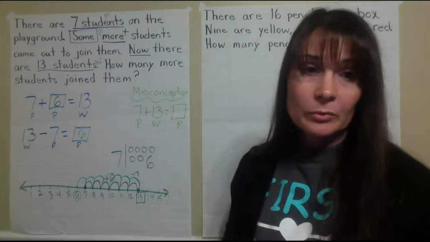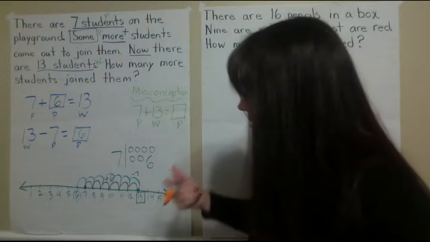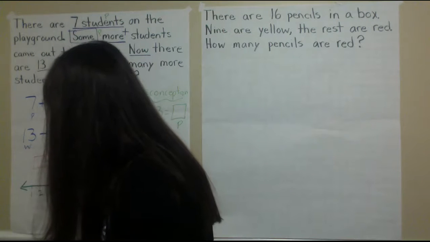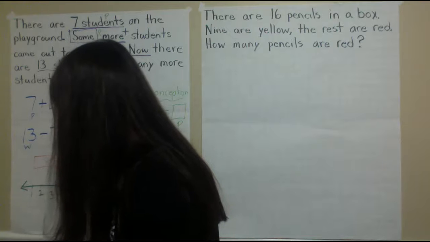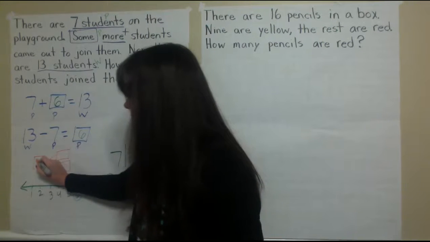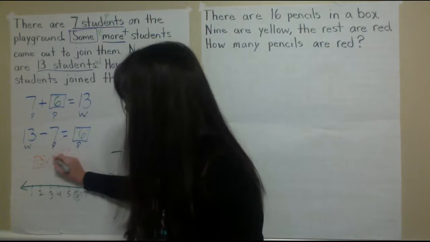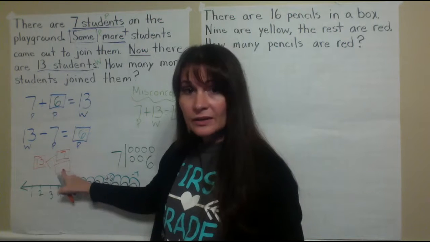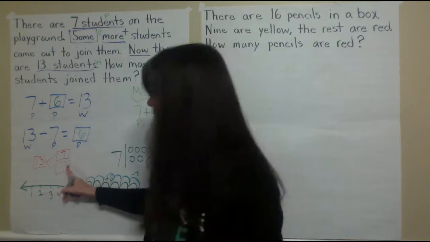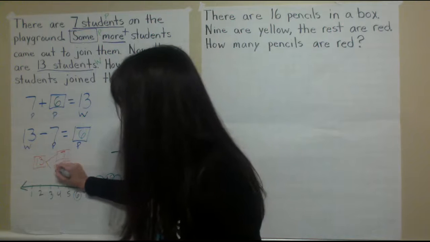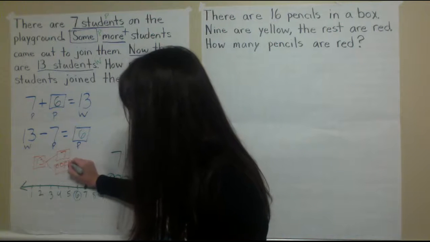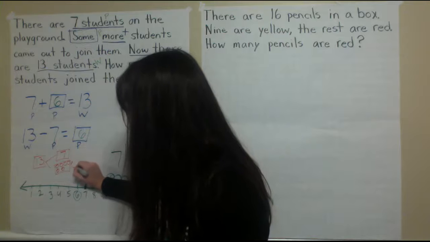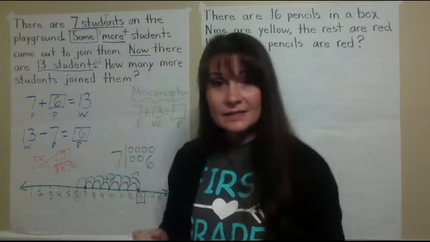A favorite that a lot of people like to use, of course, is our part-part whole or our number bond. I know my whole is 13. I know the part I know is 7. What I need to know is how many are missing. So 7, 8, 9, 10, 11, 12, 13. And my answer would still be 6.